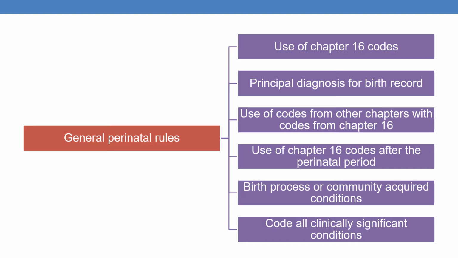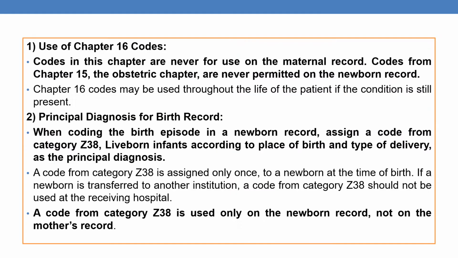This is again subcategorized into use of chapter 16 codes, PDX for birth record, guidelines regarding the use of codes from other chapters along with the codes of chapter 16, use of chapter 16 codes after the perinatal period, birth process or community acquired conditions, and code all clinically significant conditions. These are the 6 subtopics under general perinatal rules. Now coming to the use of chapter 16 codes.